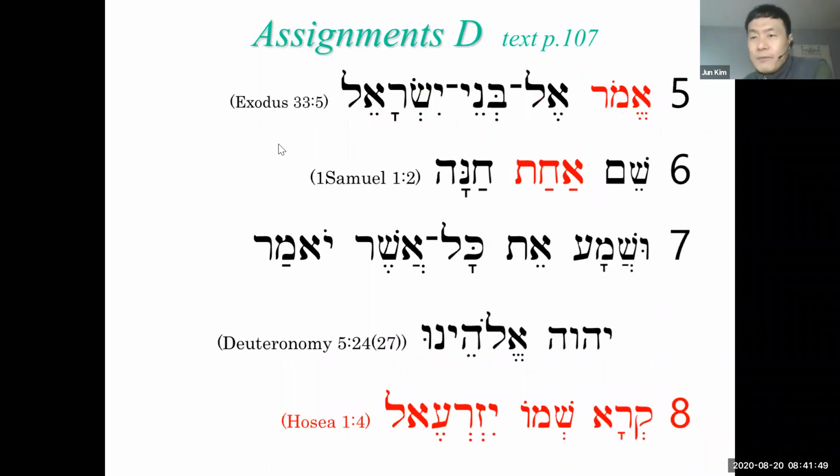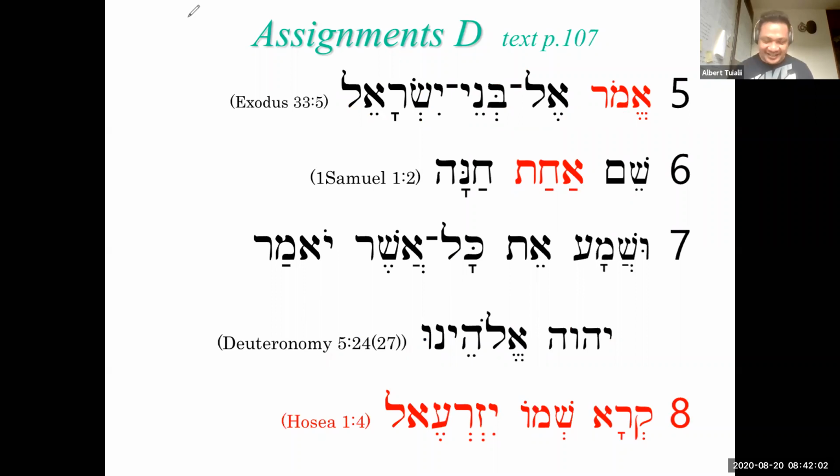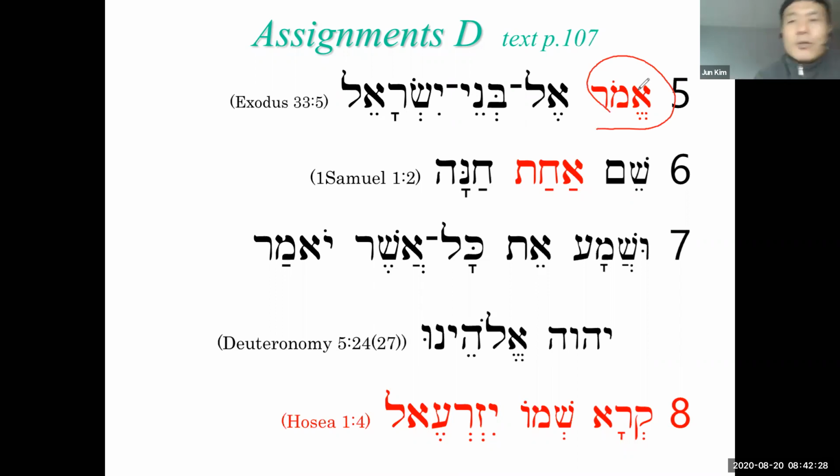All right. Number 5. Imar El Bnei Israel. Oh, you did a good job. One more time. Imar El Bnei Israel. Oh, very good. Okay, so where can you find the verb? The first one. Okay. What is your analysis? Root letters? Aleph Mem Resh. Very good.